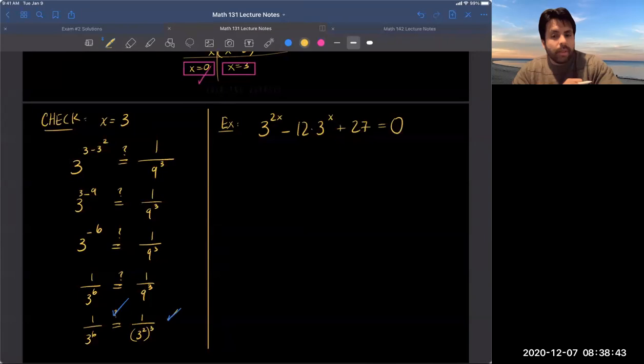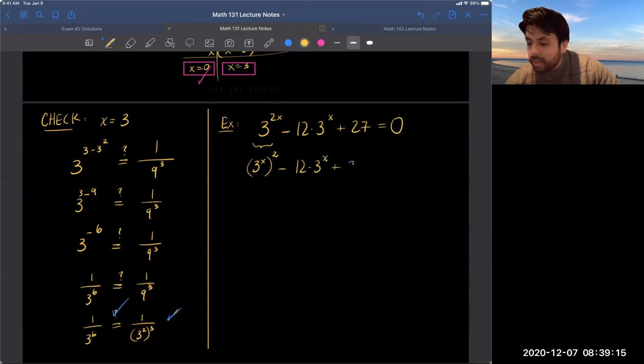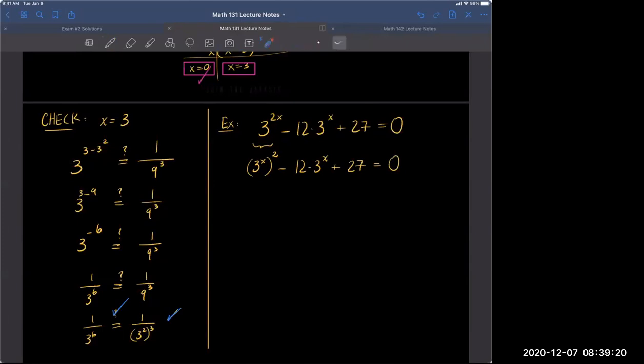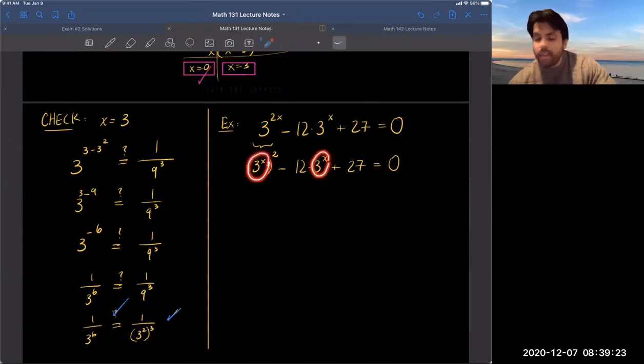27 is 3 cubed. But actually we have to do something a bit more. If you notice, this is actually a quadratic. I know it's kind of weird to say this, but this is an exponential function kind of disguised as a quadratic equation as well. You see why. 3 to the 2x, I can rewrite this as 3 to the x power squared, can't I? And then I got minus 12 times 3 to the x plus 27 equals 0. Then what do you notice? I got 3 to the x here and 3 to the x here.